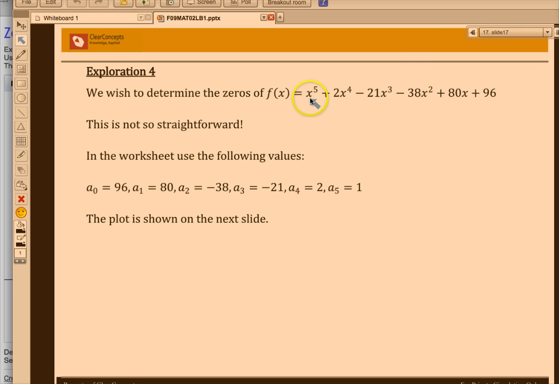x raised to power 5 plus 2x raised to power 4 minus 21x cubed minus 38x squared plus 80x plus 96. We set this equal to 0. Is it an easy thing to solve for this? Is it even remotely easy to solve for this? No, it isn't, right? And to find the zeros of such a polynomial, really difficult.